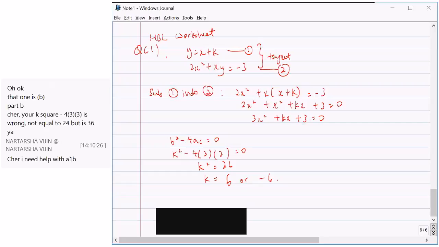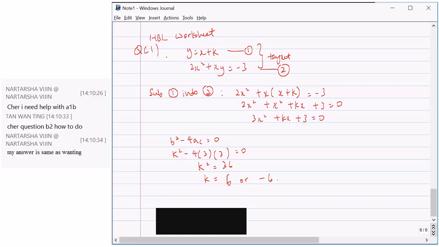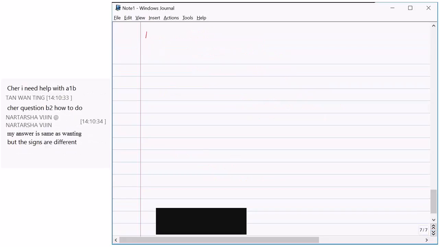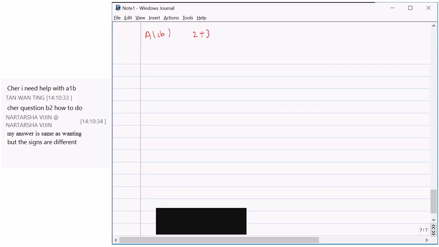A1B HBL worksheet, A1B. Question B2. Wait, A1B and B2. A1B. Okay, I see what's the question. A1B. 2 plus 3x bigger than 5x squared. This one, is it, Natasha? Okay.